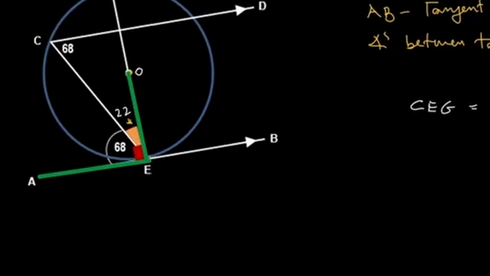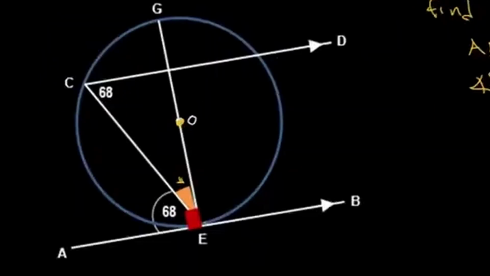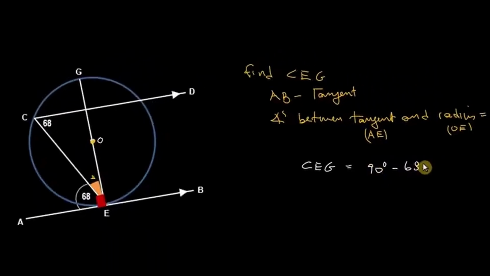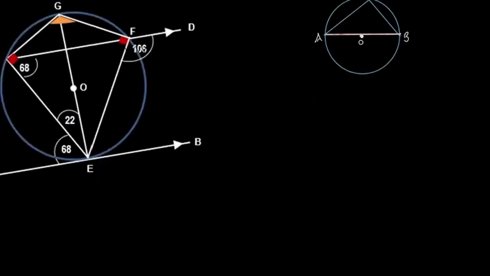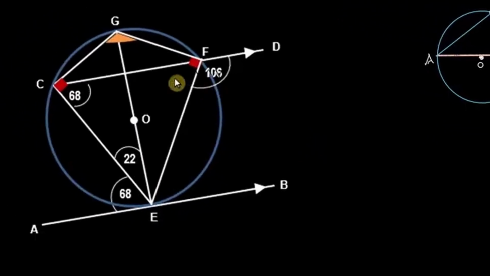So I've highlighted that here in red, and therefore if I know that a part of that angle is 68 degrees, then this is simply the complement of that angle. So CEG must then be equal to 90 degrees minus 68 degrees, which is equal to 22 degrees. So the last part of this question is to find the angle at G, which is this angle here.